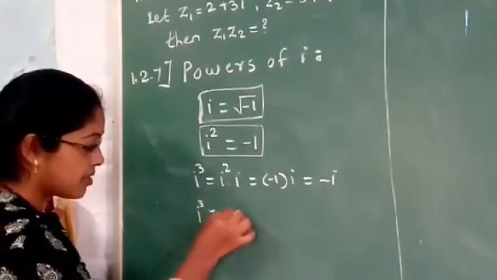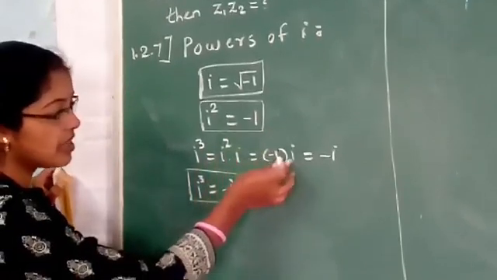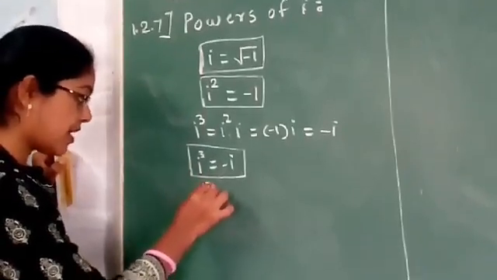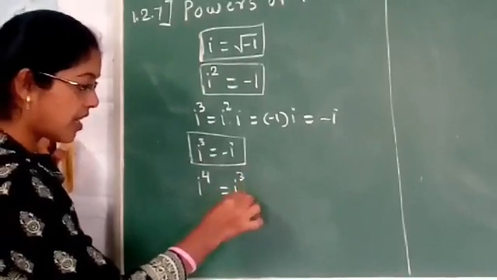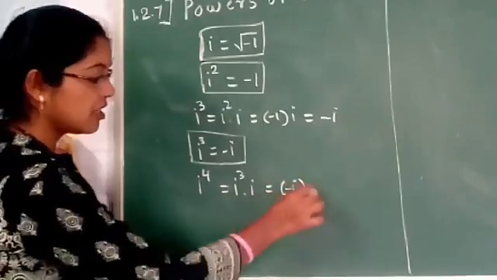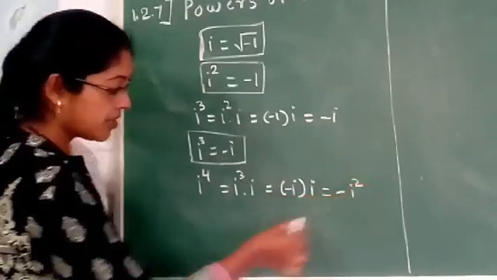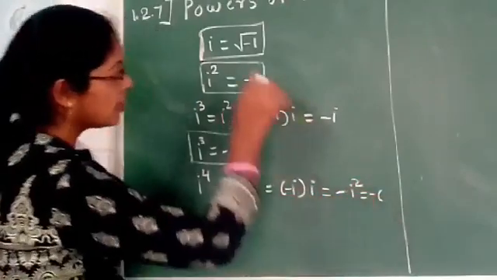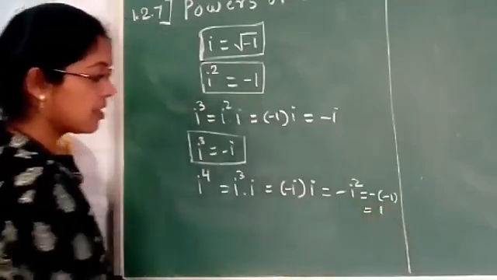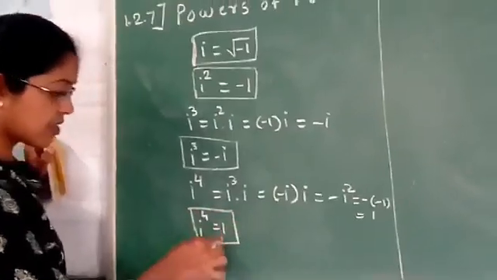So i cube is minus i. This is the value of i raised to 3. Now i raised to 4 is i cube into i. The answer of i cube is minus i, and this is i, so minus i into i is minus i square. The value of i square is minus 1, so minus into minus 1 is plus 1. So i raised to 4 is 1.